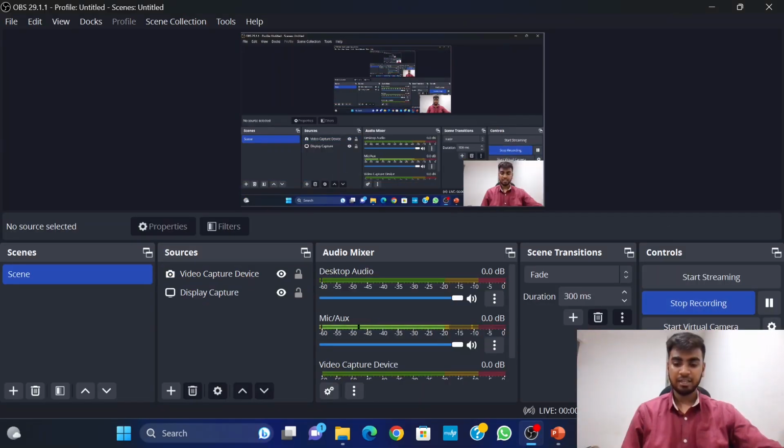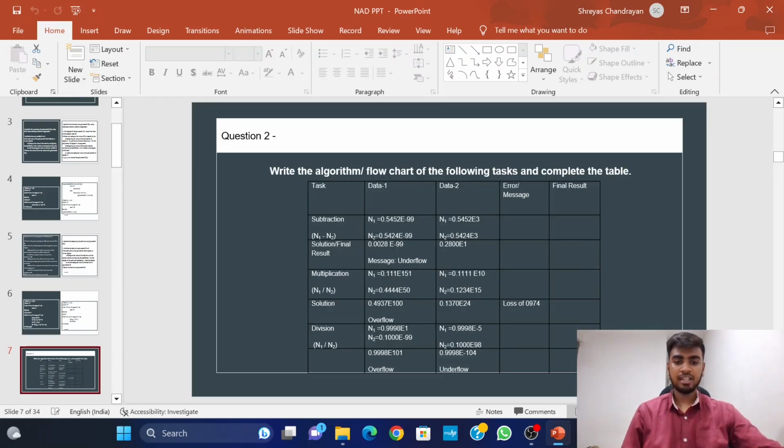Now let's see our second question. In our second question, we have to write the algorithm or flowchart of the following task and complete the table. Different tasks are subtraction of n1 minus n2, multiplication of n1 by n2, and division of n1 by n2.